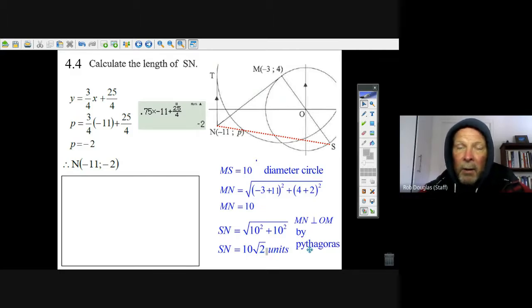And I know that's true because I know that's a right angle, and I can use Pythagoras because of it, because MN is perpendicular to, well, the tangent. Okay, that's the way I did it.